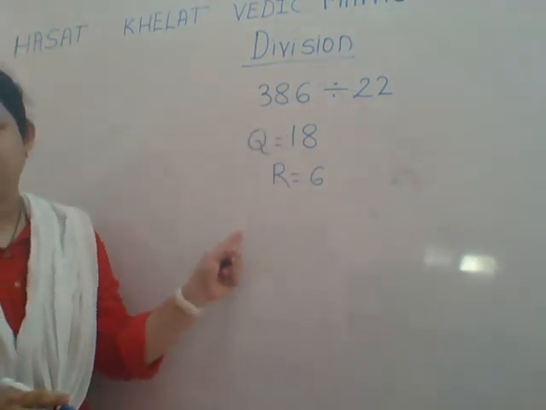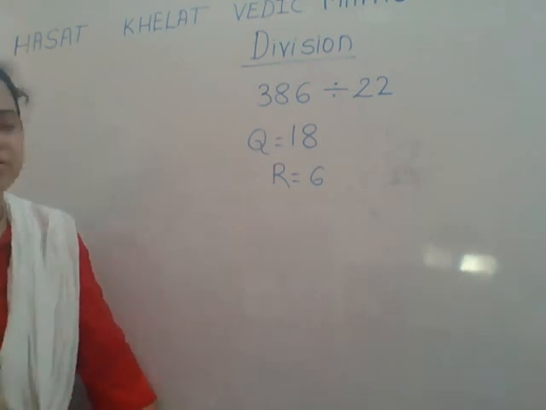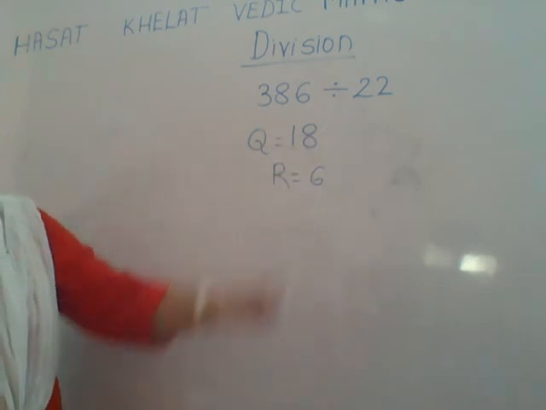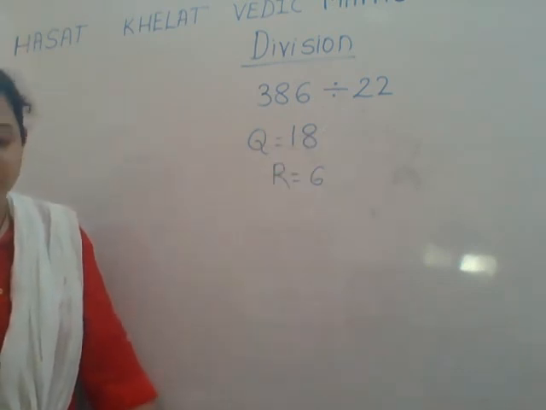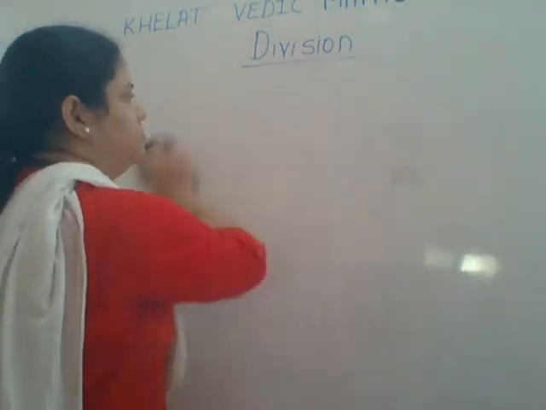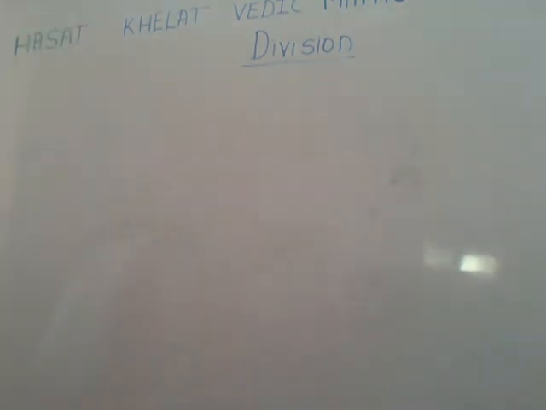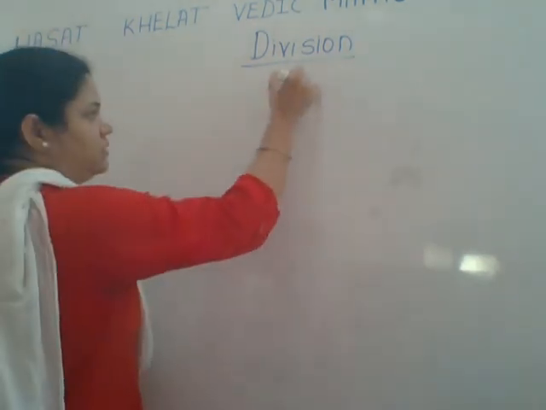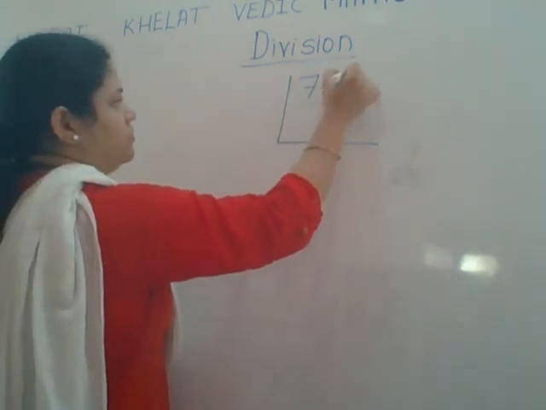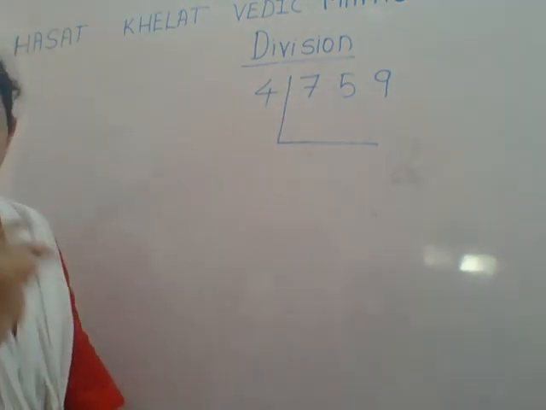So this method again does not follow for everything. So 183, the answer you have got, is not the correct answer. 386 divided by 22 is not 183. Now let's see. For this purpose, we will be using this kind of a method. If 759 divided by 4, I'll show you a small number example.